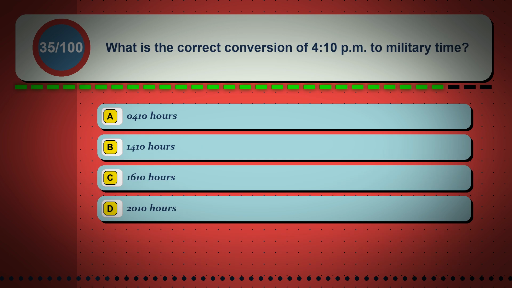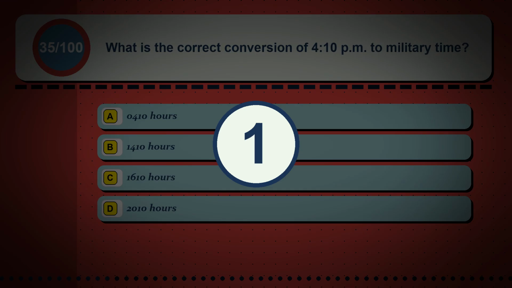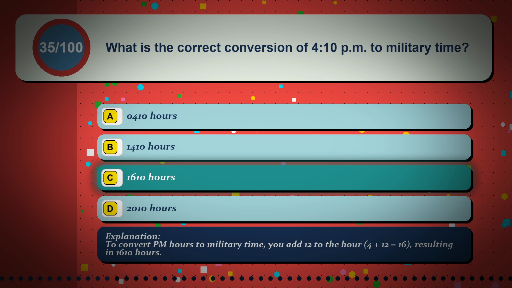Question 35. What is the correct conversion of 4:10 p.m. to military time? Option A, 0410 hours. Option B, 1410 hours. Option C, 1610 hours. Option D, 2010 hours. The correct answer is option C, 1610 hours. To convert PM hours to military time, you add 12 to the hour. 4 plus 12 equals 16, resulting in 1610 hours.